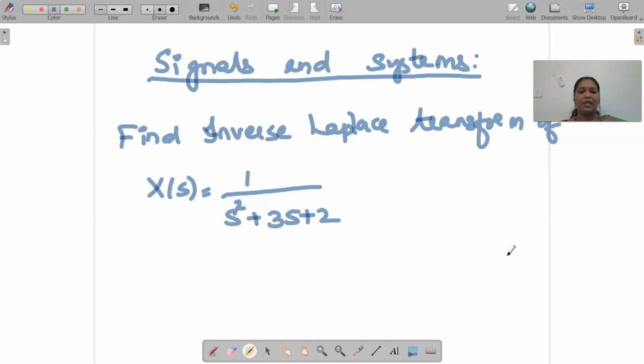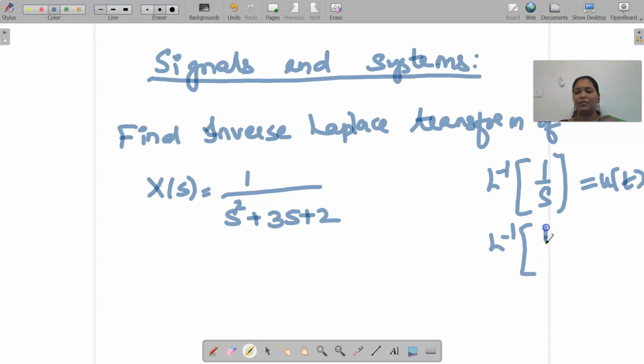For that, we first need the formulas for your factors. Generally, we have formulas for the inverse Laplace transform of 1 by s. What is the inverse Laplace transform of 1 by s? It is u of t. Similarly, the inverse Laplace of 1 by s plus a is given by e power minus at u of t.